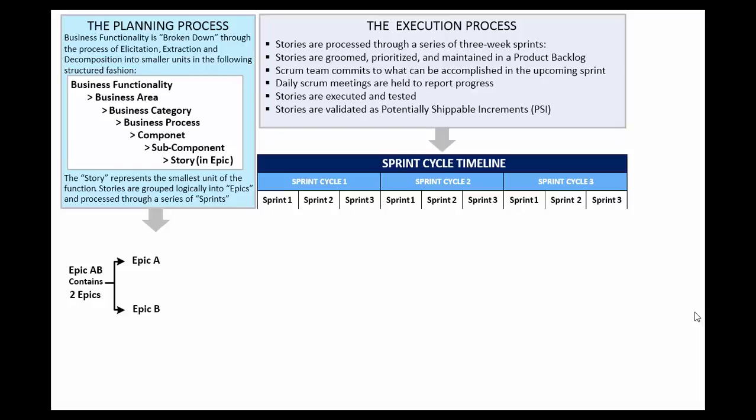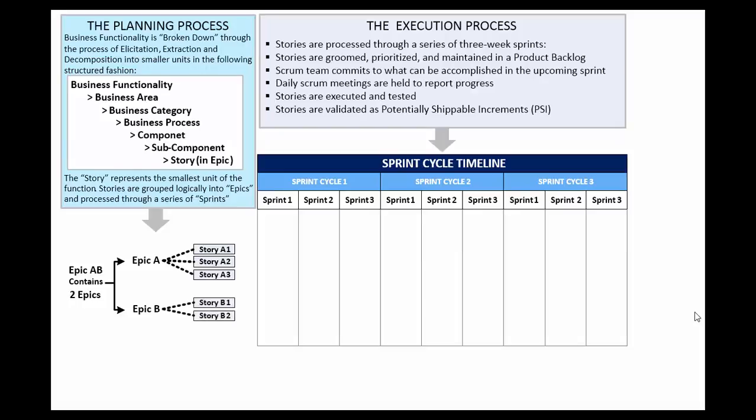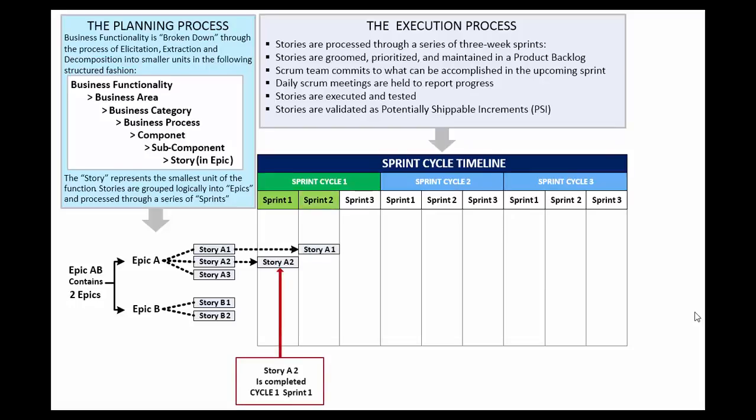Epic A contains 3 stories: Story A1, Story A2, and Story A3. Epic B contains 2 stories: Story B1 and Story B2. In Sprint 1 of Sprint Cycle 1, Story A2 is completed. In Sprint 2 of Cycle 1, Story A1 and Story B1 are completed.